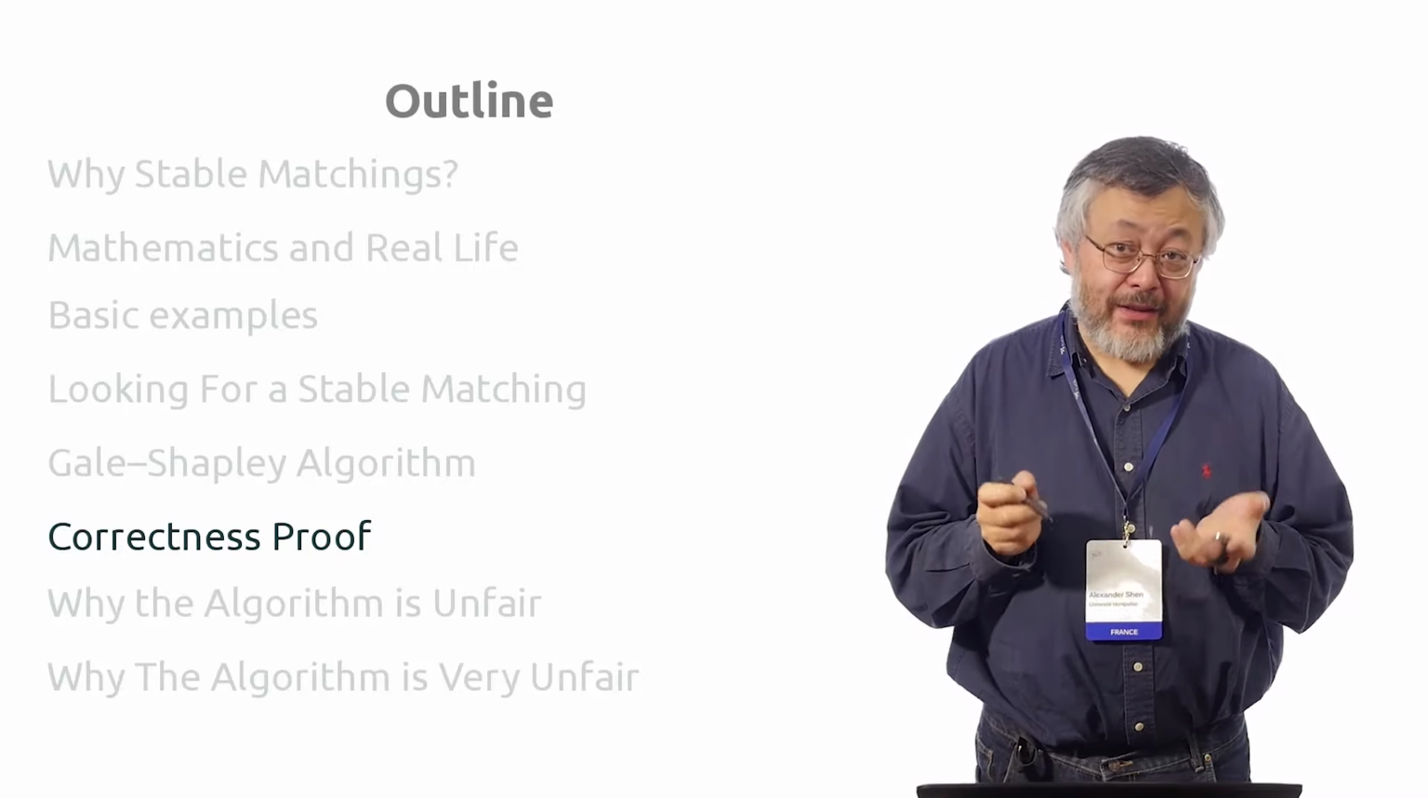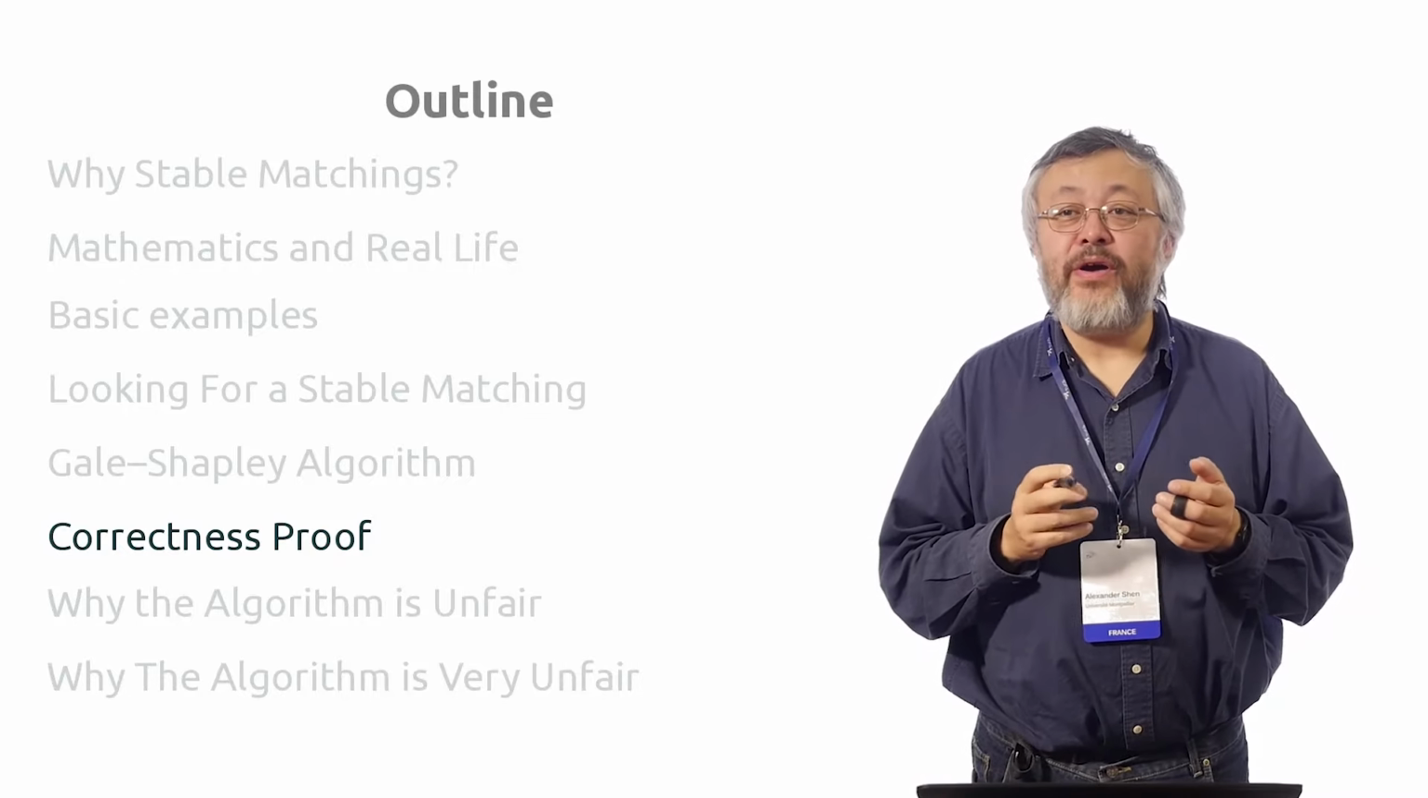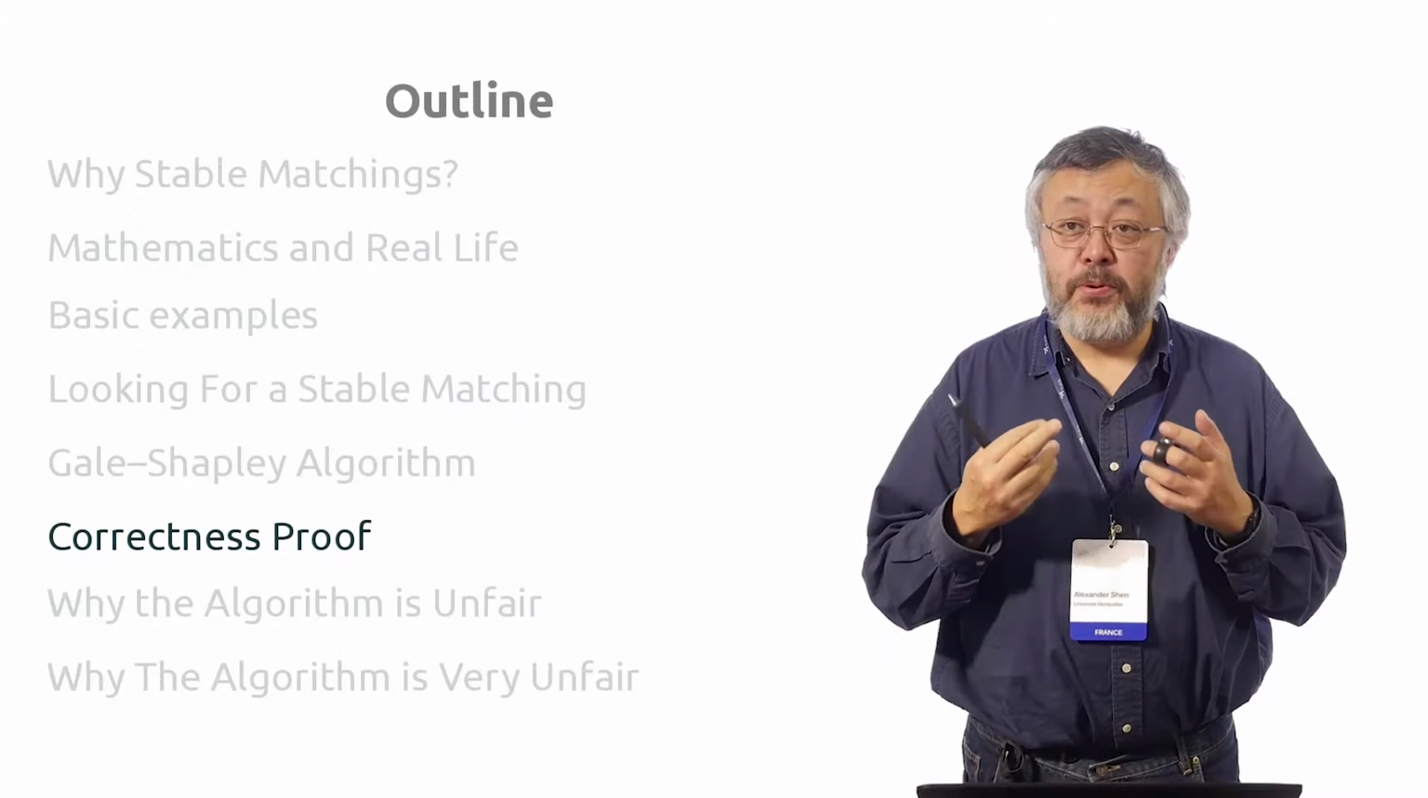We have described the algorithm, but we don't know now whether it's correct or not. We should prove that it's correct, and there are three parts of this proof. So we need to prove three things.